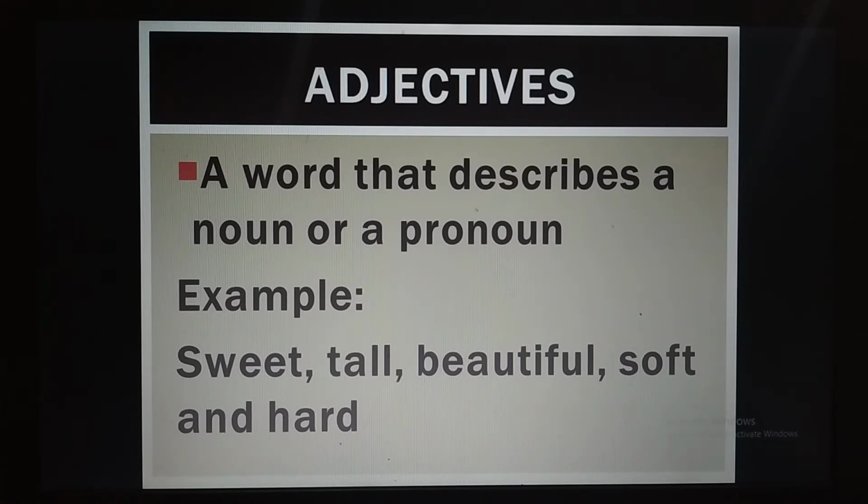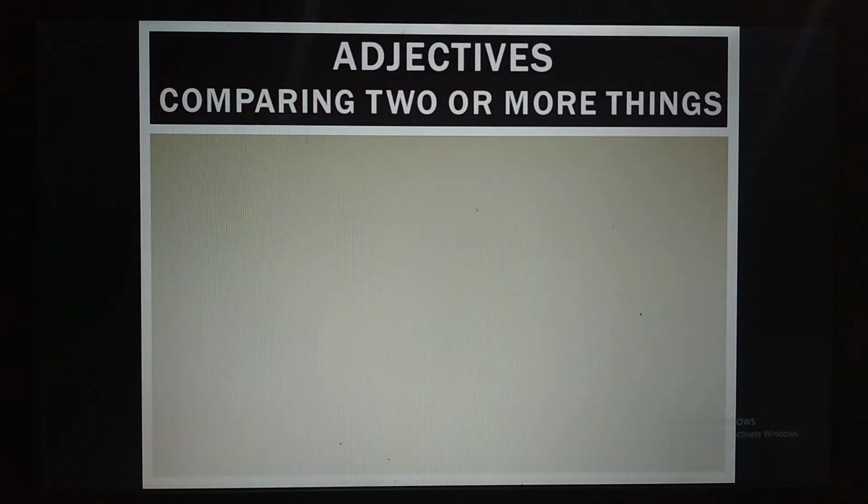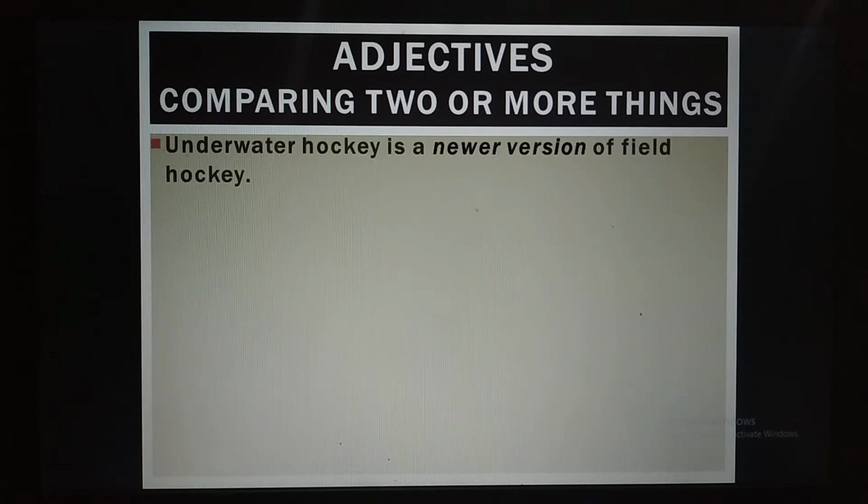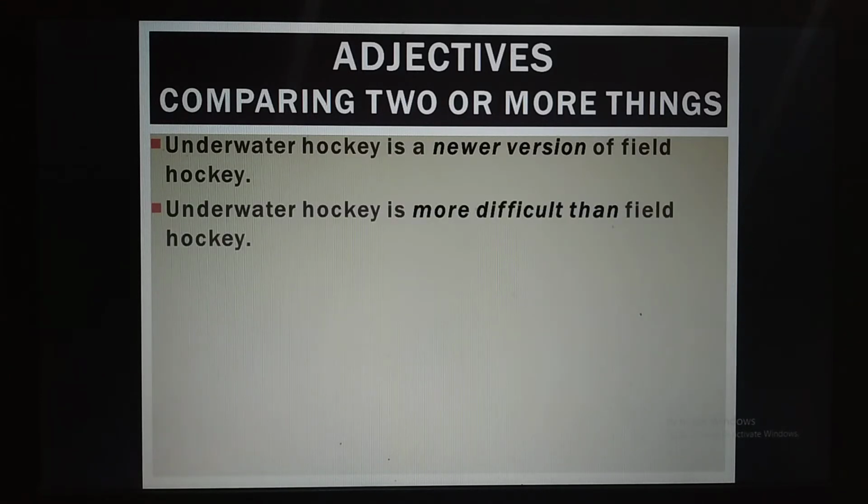So let's proceed. Adjectives comparing two or more things. In your student book, you can see the grammar point on page 98. In the first sentence, underwater hockey is a newer version of field hockey. Underwater hockey is more difficult than field hockey.